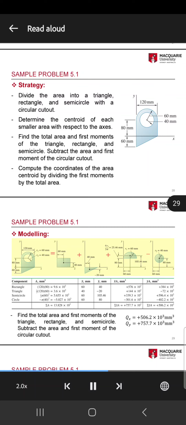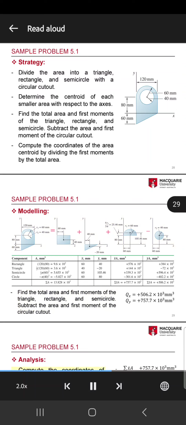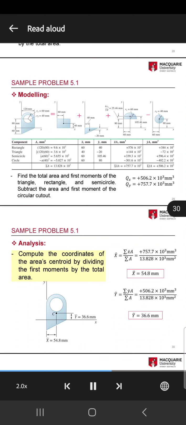Modeling. Determine the dimensions and centroids for each of the basic shapes: rectangle, triangle, semicircle, circle. Find the total area and first moments of the triangle, rectangle, and semicircle. Subtract the area and first moment of the circular cutout. Analysis. Compute the coordinates of the area centroid by dividing the first moments by the total area.